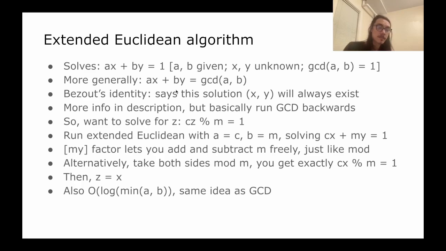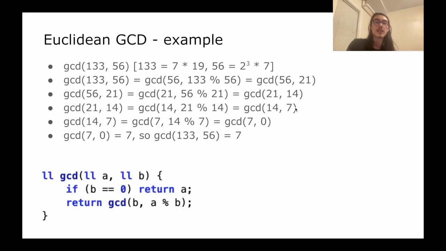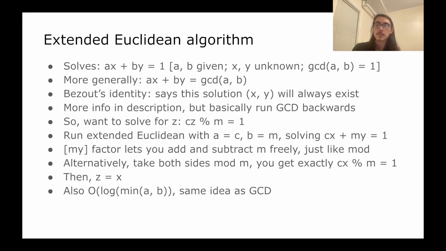So that's cool. And there's more info in the description on that, but the basic idea is to run GCD backwards. You do this whole thing to get the numbers, and you can find the GCD this way. The way the algorithm works is that it builds upon the numbers you use, and then you can work backwards and reverse engineer the values of x and y like that. But I don't know enough to explain it.